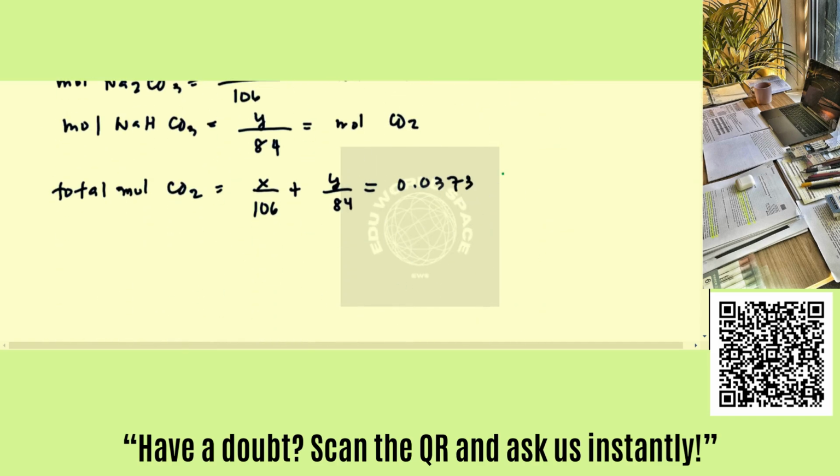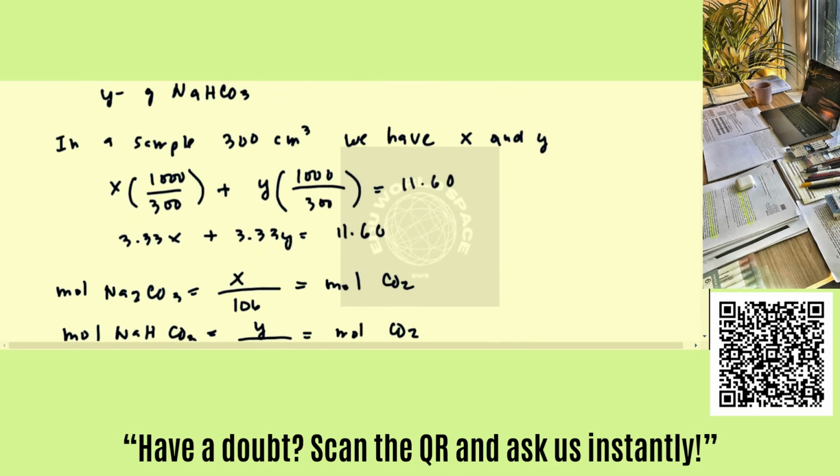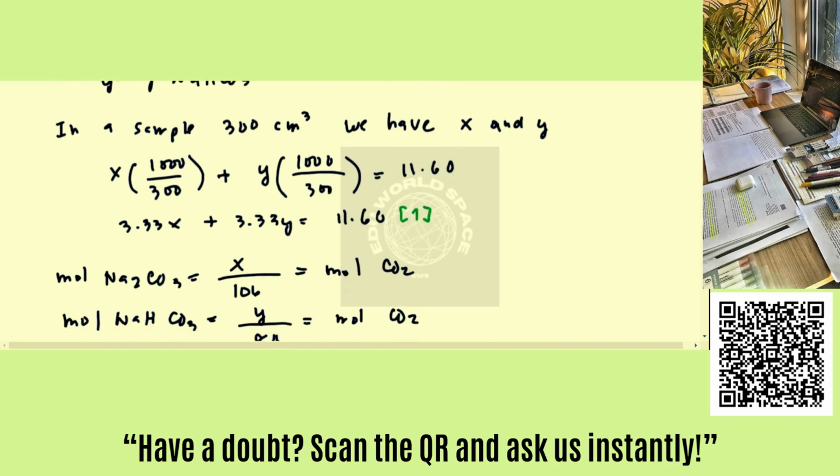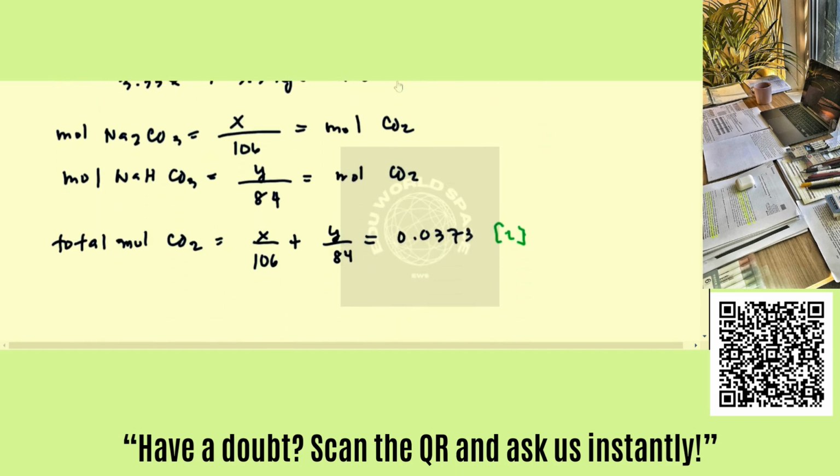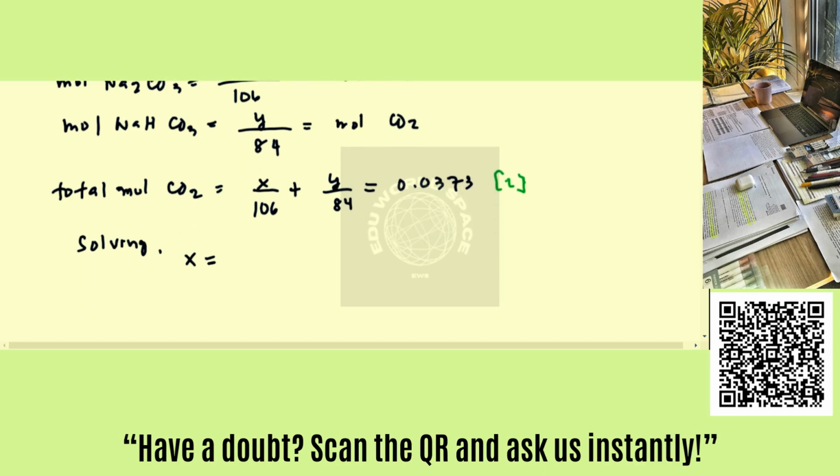So in this case, we have two equations with two unknowns. We will be able to solve these two equations using the substitution or elimination method, or in my case, I'm going to use my graphing calculator to solve for x and y. So solving gives us the values of x and y as 1.65 grams for sodium carbonate and 1.83 grams for sodium bicarbonate.